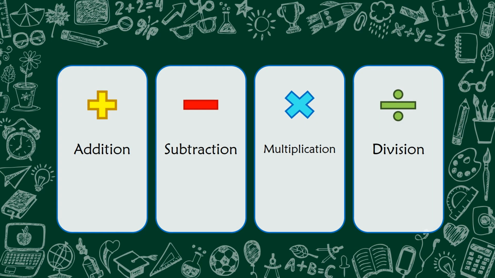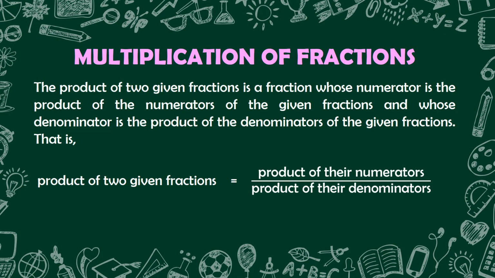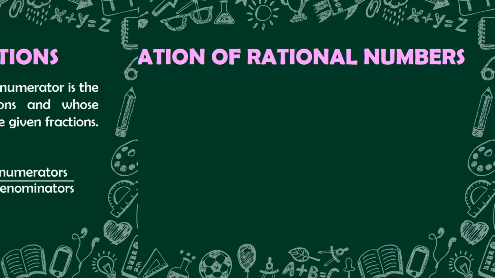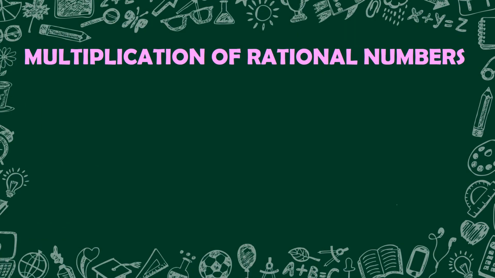Well done. Now let's move on to multiplication. Multiplication of fractions. The product of two given fractions is a fraction whose numerator is the product of the numerators of the given fractions and whose denominator is the product of the denominators of the given fractions. That is, the product of two given fractions is equal to the product of their numerators over the product of their denominators. Let us have an example.